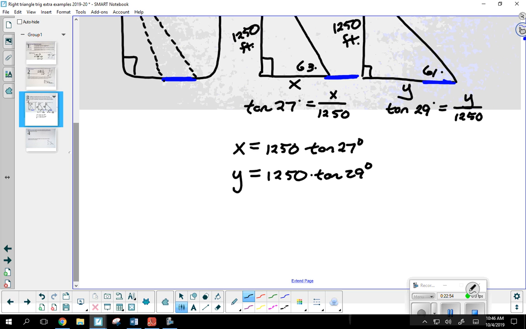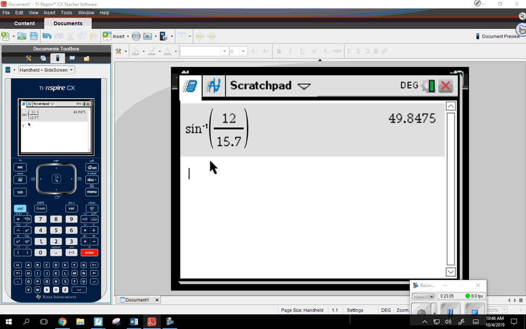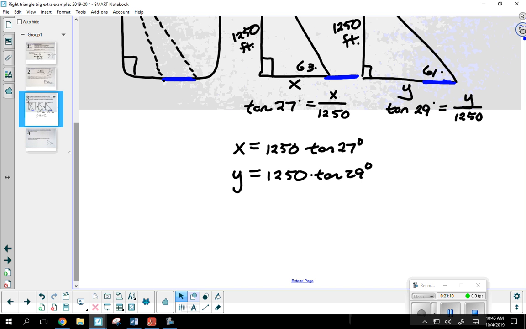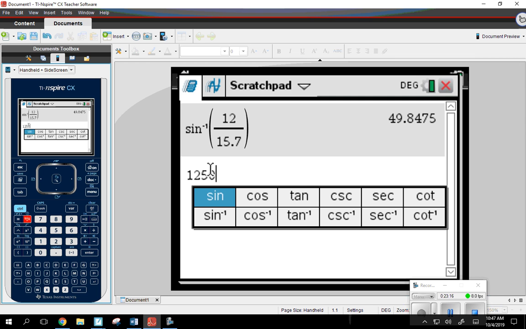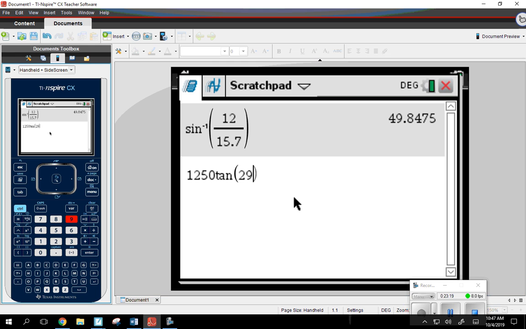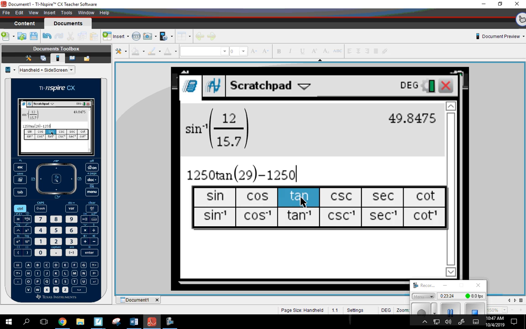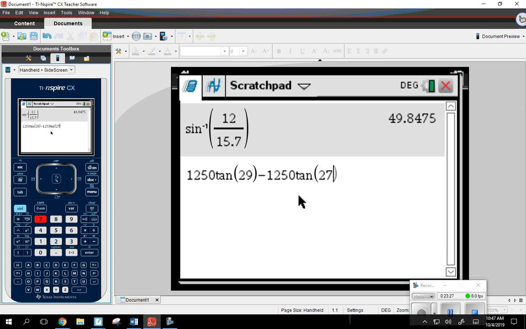Now, this is one of those times where I would probably just go ahead and type everything in the calculator knowing what I need to do. I've got to take the base, which is going to be 1250 tangent of 29 degrees. So 12, dang it. Let me go back over here real fast. There we go. Let me see if it does it now. So 1250 times the tangent, okay, of 29. And then I'm going to subtract 1250 times the tangent of 27. Okay. See, I don't even have to round to get those answers and then subtract them. Just let the calculator take care of that answer for me.